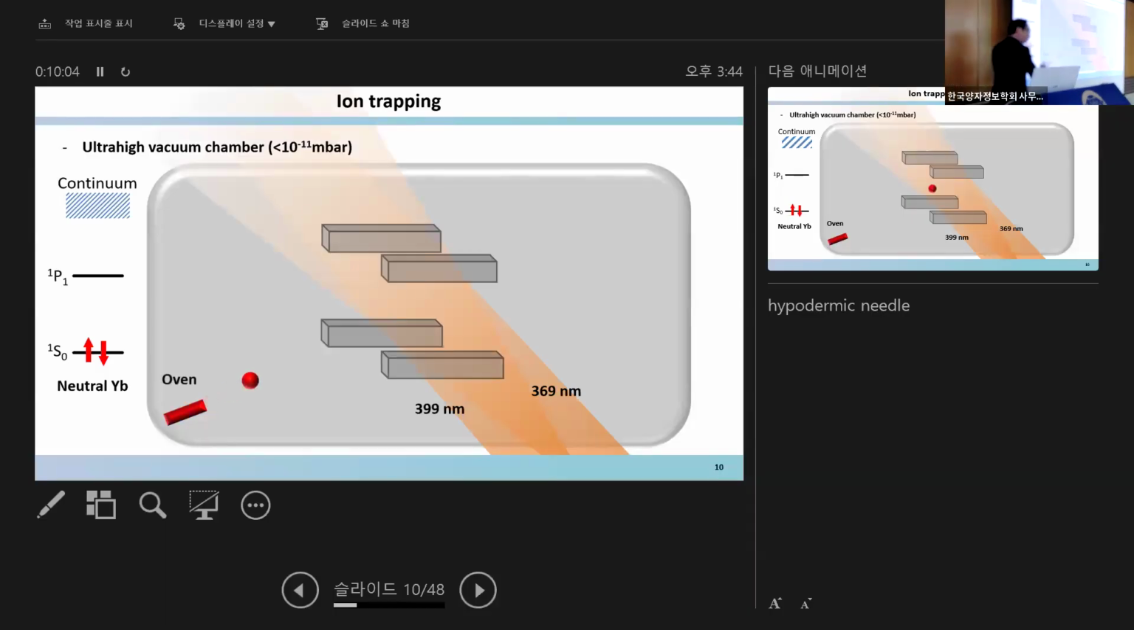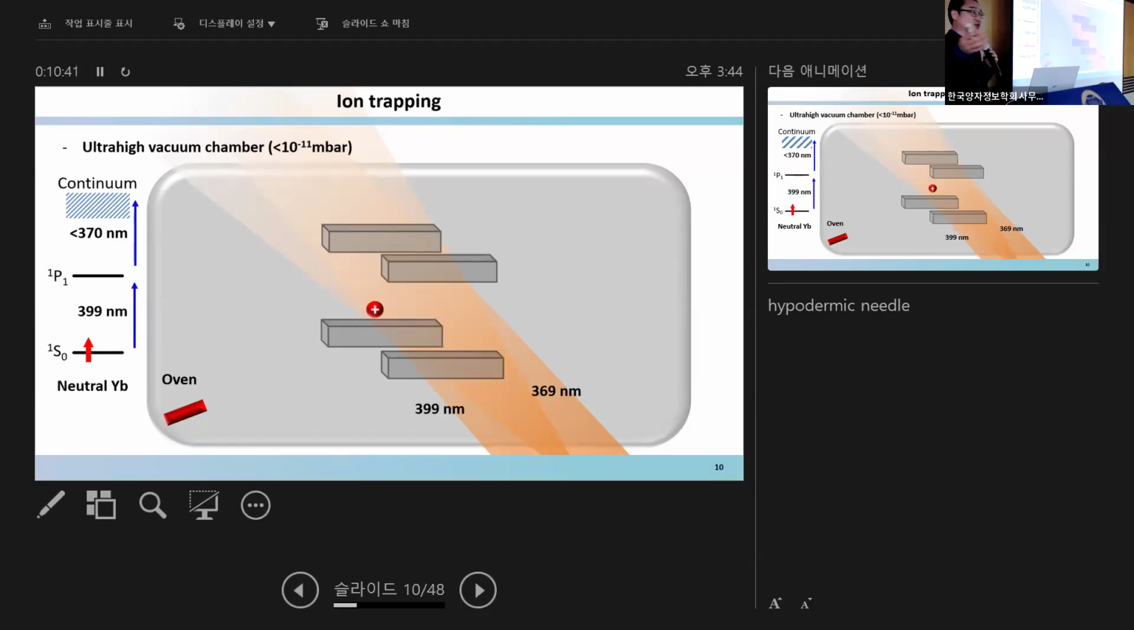You heat up the oven, so it will thermally evaporate. Then one laser, since ytterbium has two valence electrons, kicks one electron from the s to the p orbital, and another light kicks it from p to the continuum level, so we can make an ion that way. The distance from the oven to the trapping zone is less than a centimeter, and as soon as the atom sees the light, it does so for us. That's quite amazing. The time is less than a microsecond. It happens within a microsecond. It's really amazing.